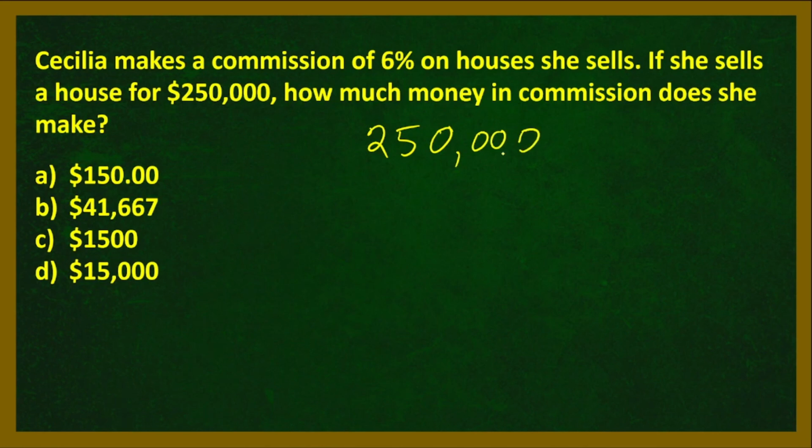So $250,000 times 6%. Let's go ahead and convert that to a decimal, which is 0.06. And then we multiply that. 6 times 0, 0, 0, 0. We have another 0 here. Now 6 times 5 is 30.